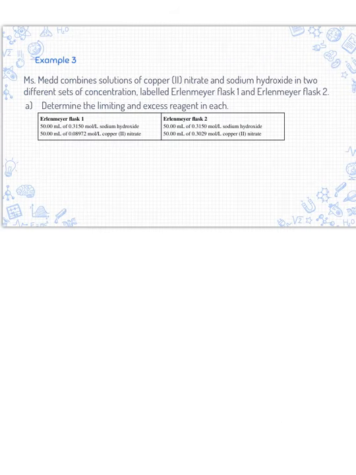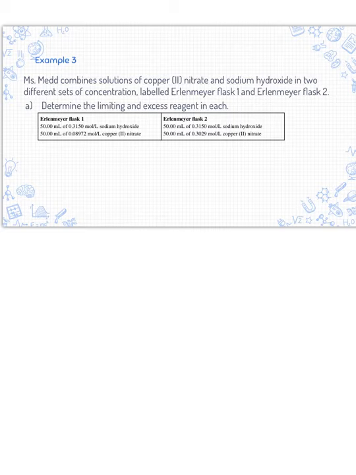All right, this is a big example and it combines a lot of ideas. The first step here is we're going to decide who is limiting and who is excess in each beaker or flask, sorry. So I combined solutions of copper 2 nitrate and sodium hydroxide in 2 different sets of concentrations in labeled Erlenmeyer flask 1 and Erlenmeyer flask 2. So we're going to determine the limiting and excess reagent in each flask.